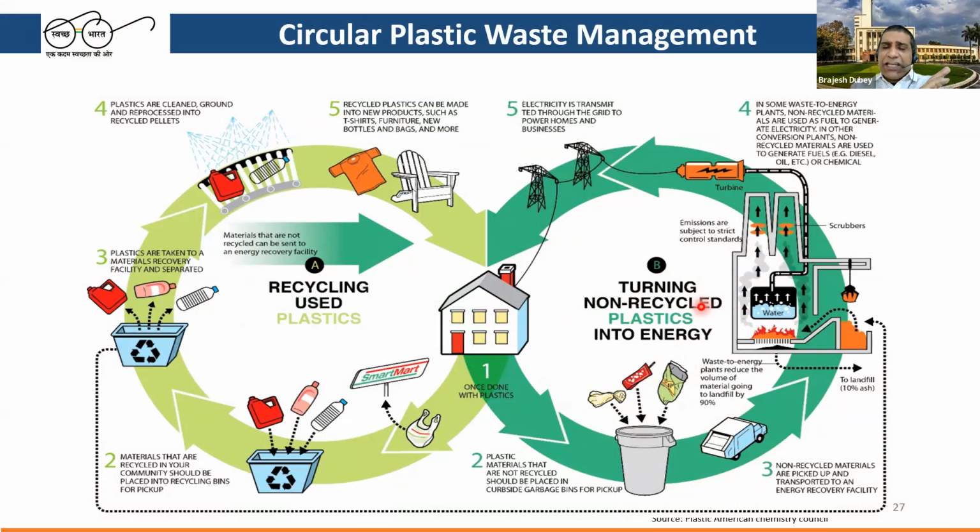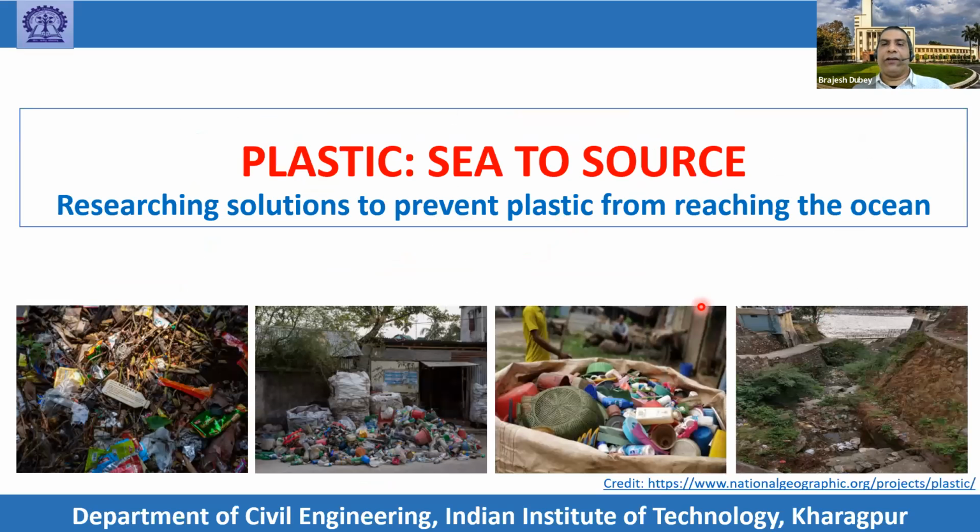But for any of these things to happen, you have to do source segregation. Unless you have clean plastic coming into the waste stream, none of this is going to work. So source segregation is a must, the number one thing there. And again, try to understand the extent of the problem. We have to get to the bottom of the problem as well. So how to prevent plastic from reaching the ocean?